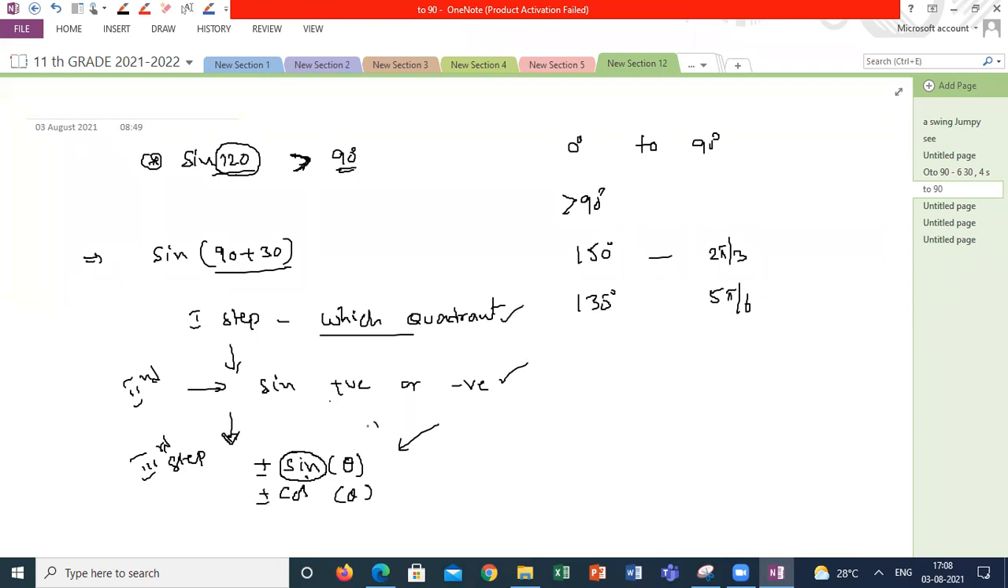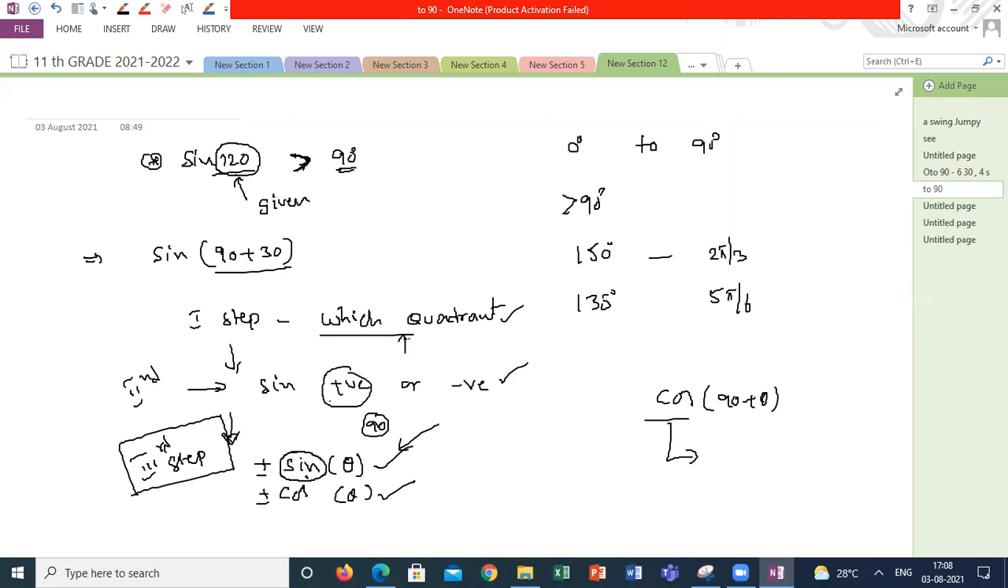How can I eliminate this 90? What is the logic behind the third step? When will you get sine, when will you get cos? In place of cos theta, if I am giving cos of 90 plus theta, what values can be possible? What ratios can replace cos? So the first step is very clear. Based on the given angle, the first step will decide. The second step we also discussed yesterday. Based on the quadrant you decided, you are deciding whether the value is negative or positive. Then what about the third step?